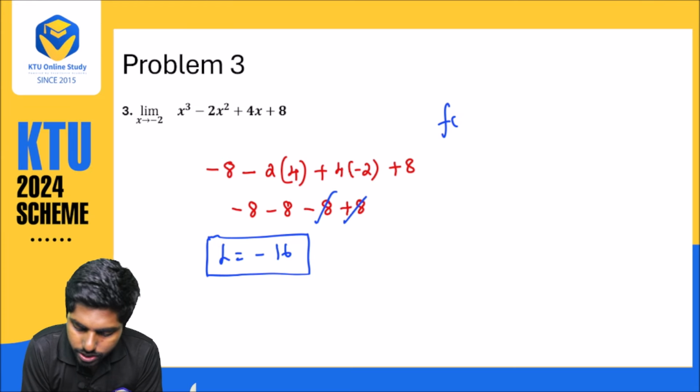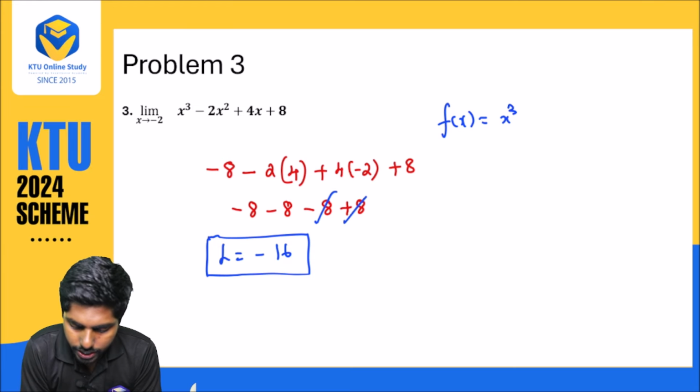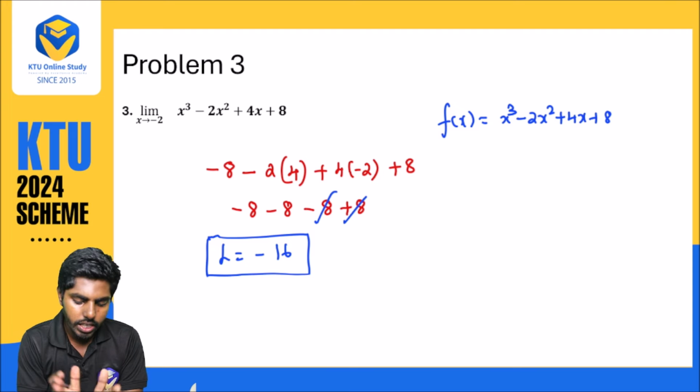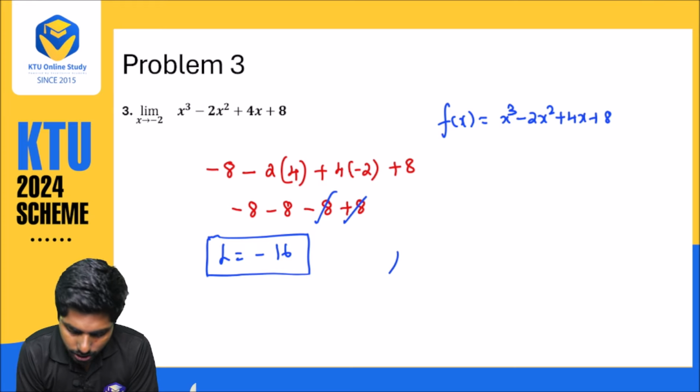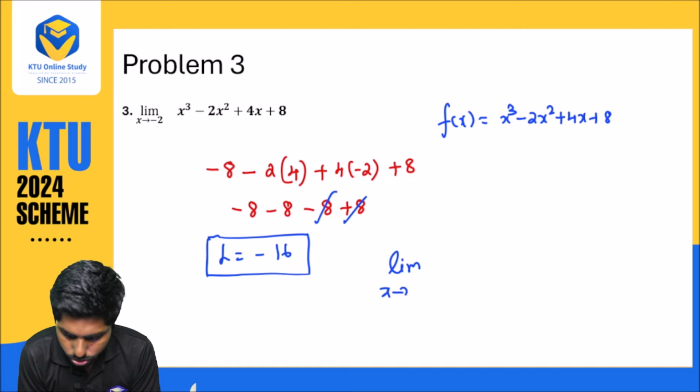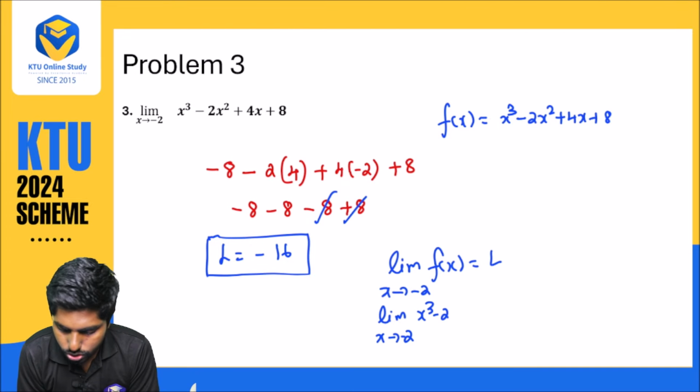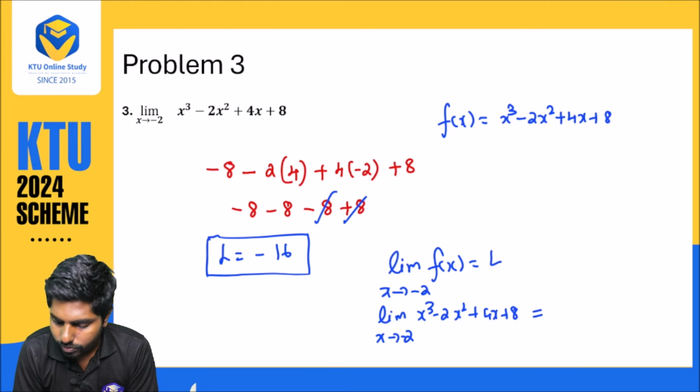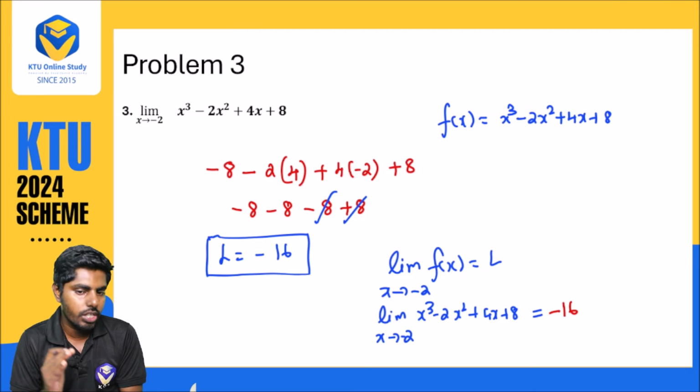So here f of x is x cube minus 2x square plus 4x plus 8. This is our f of x. So that means limit x approaches minus 2, f of x is equal to L. That means limit x approaches minus 2, x cube minus 2x square plus 4x plus 8 is equal to what we are getting: minus 16. This is the way you want to present in your examination.